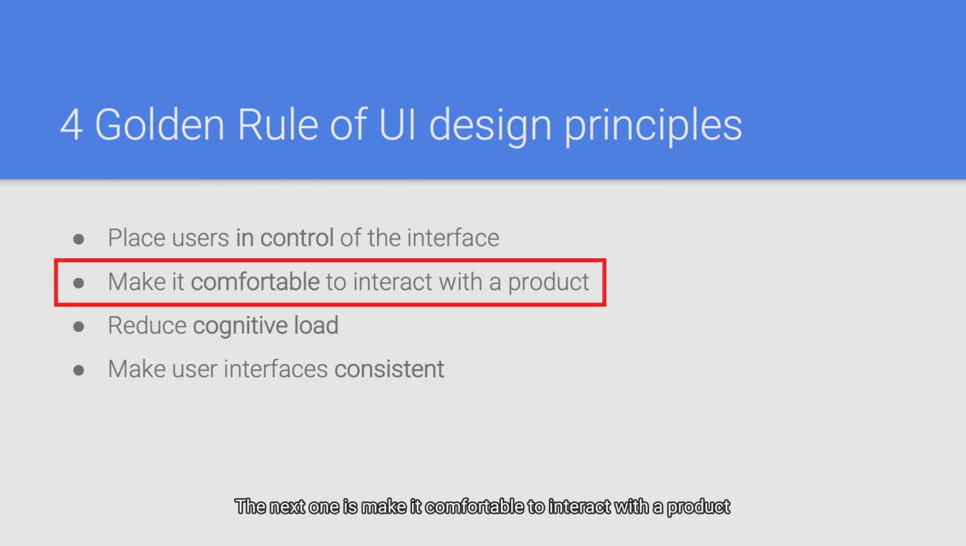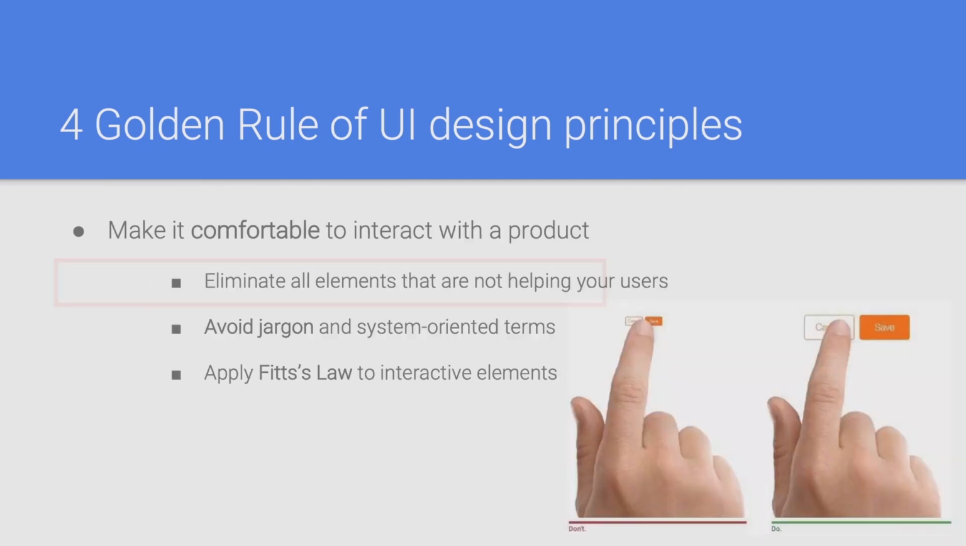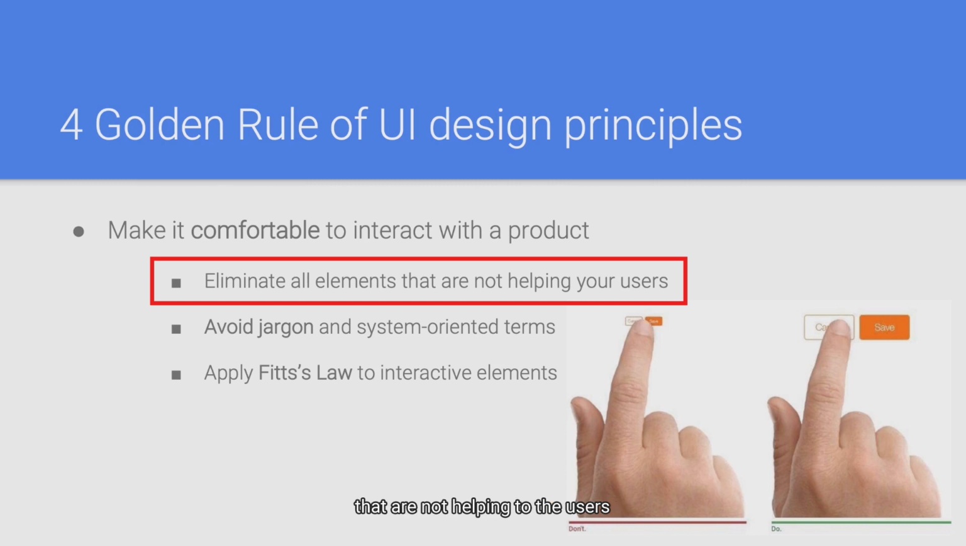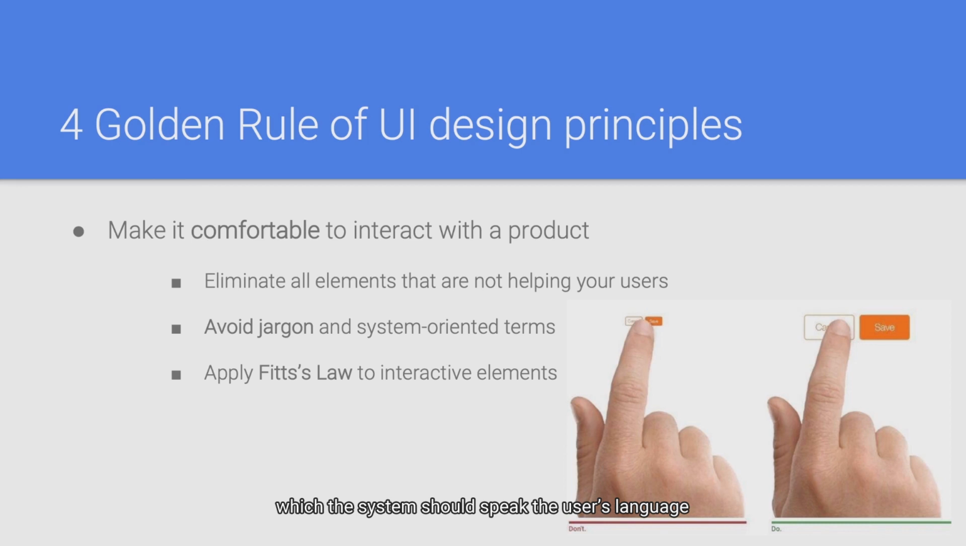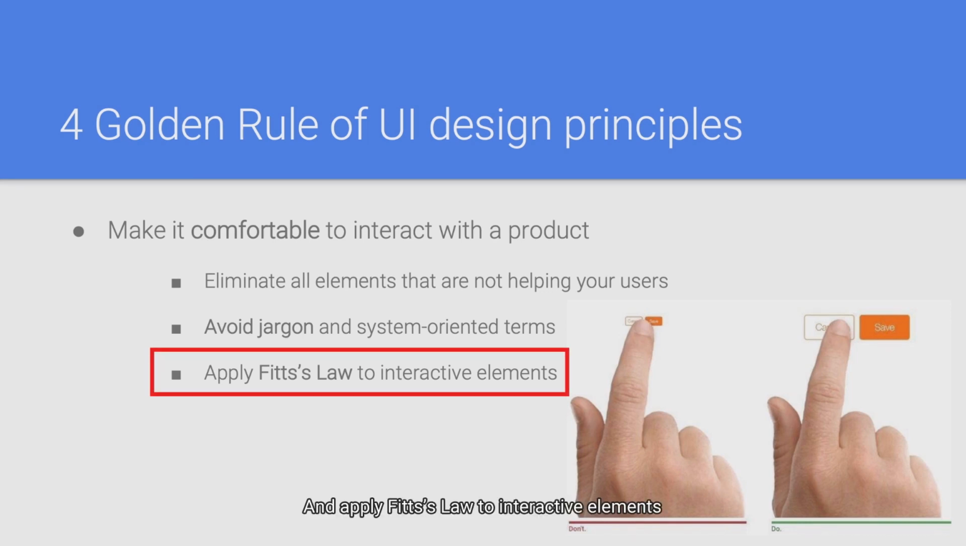So the next one is make it comfortable to interact with a product. You need to eliminate all elements that are not helping the users. Avoid jargons and system-oriented terms, which means the system should speak the user's language with words, phrases, and concepts similar to the user instead of complicated phrases, and apply Fitts law to interactive elements.